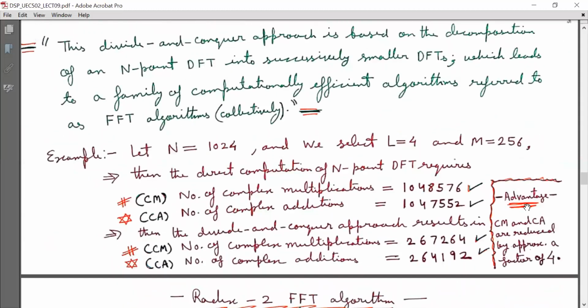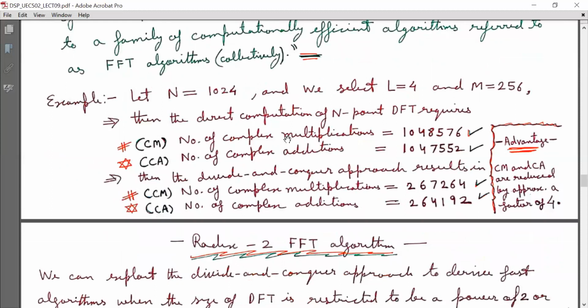So the advantage of using divide and conquer is that the complex multiplications and complex additions are reduced by approximately a factor of 4. So a huge reduction can be seen by the usage of the divide and conquer approach, and that is actually because of the properties of the twiddle factor, because we have exploited the twiddle factor through the divide and conquer approach for our benefit. So we will go for the divide and conquer approach if we want to calculate DFT. This is the base of FFT algorithms.